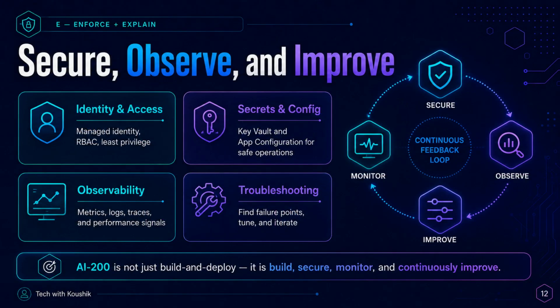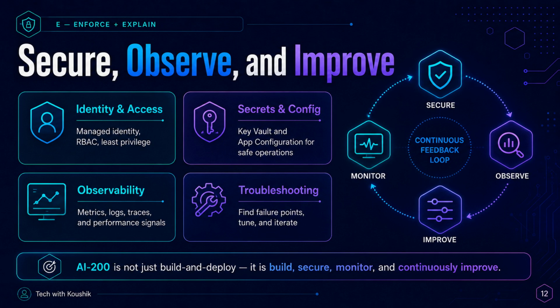A production application is never finished after deployment. It must be secured, it must be monitored, and it must be improved. Identity and access control determine who can use each resource. Managed identity reduces the need for stored credentials. Key Vault protects secrets and certificates. App Configuration separates operational settings from application code. Observability provides metrics, logs, and traces. Troubleshooting helps locate failures. Performance data helps improve latency and reliability.